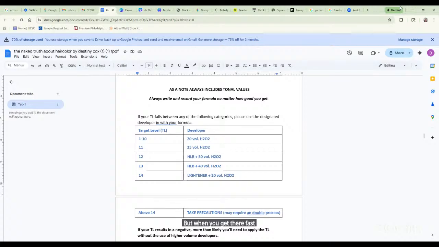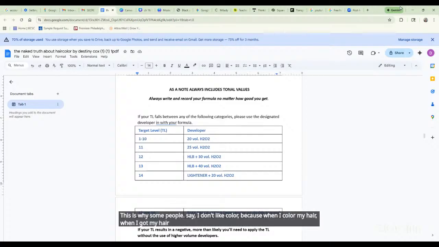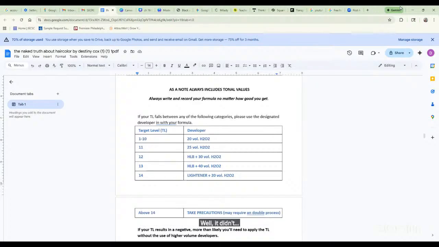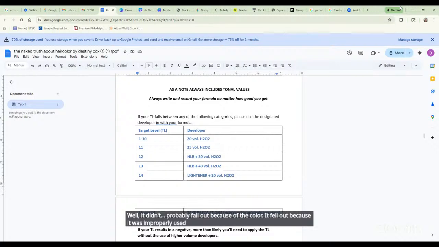Okay. So it's not about adding a developer and getting there fast, but when you get there fast, will you have any hair with good integrity? This is why some people say, I don't like color because when I got my hair colored, my hair fell out. Well, it probably didn't fall out because of the color. It fell out because it was improperly used. Somebody didn't understand.